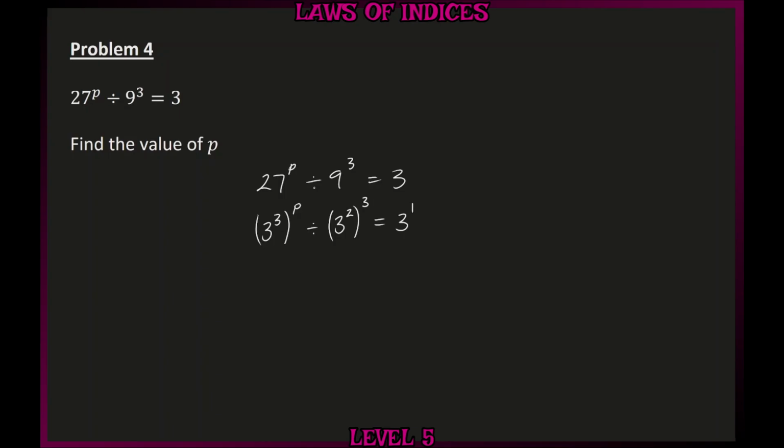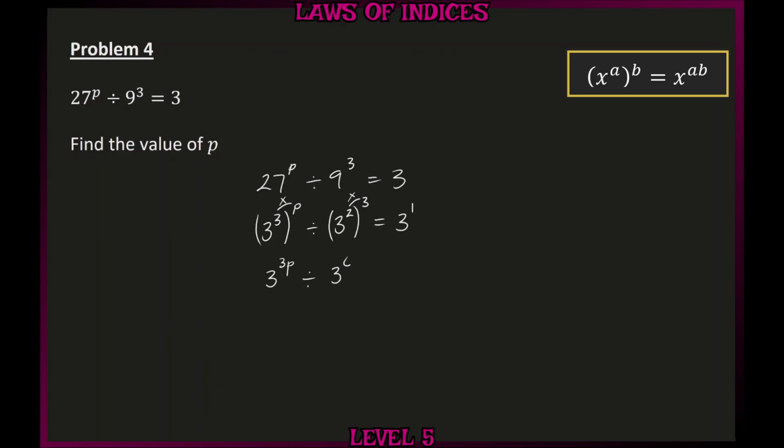Now, since on the left-hand side we have powers raised to powers, we can use this law, which tells us that in order to simplify these expressions, we need to just multiply the powers together. So starting with 3 times p, we have 3 to the power of 3p, divided by 2 times 3 is 6, so the next term becomes 3 to the power of 6, and that's equal to 3 to the power of 1.